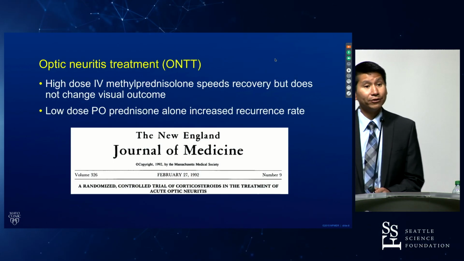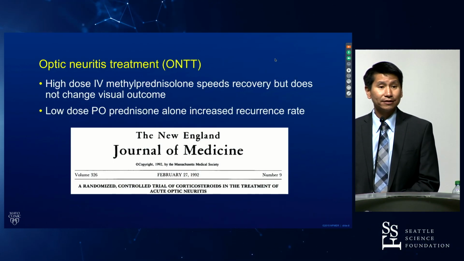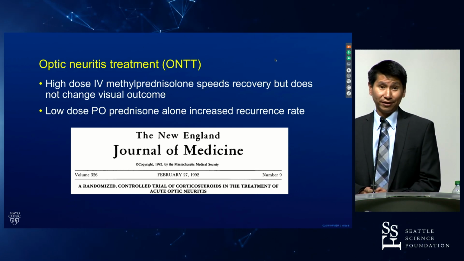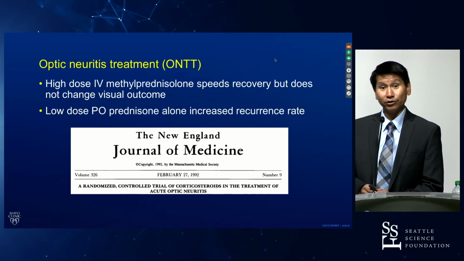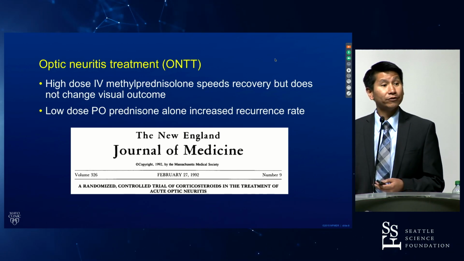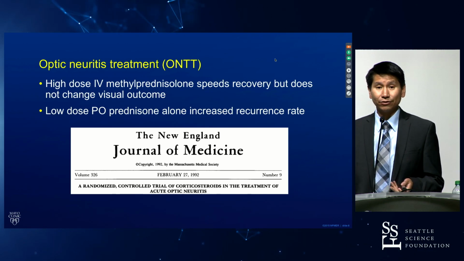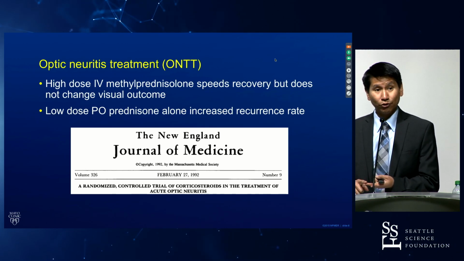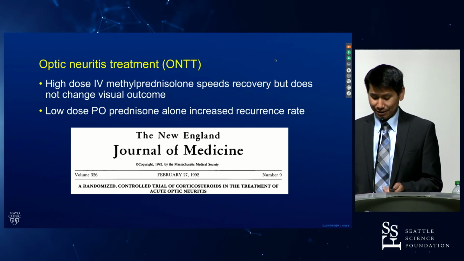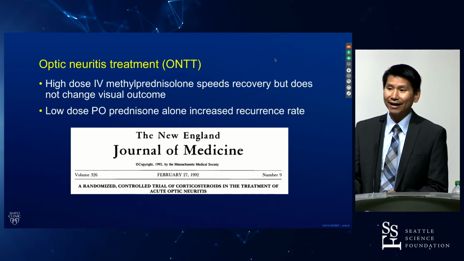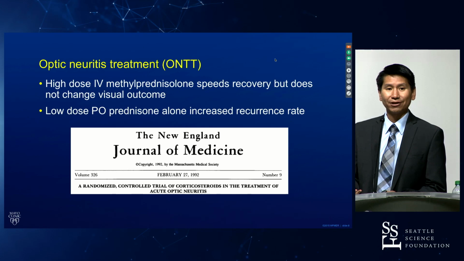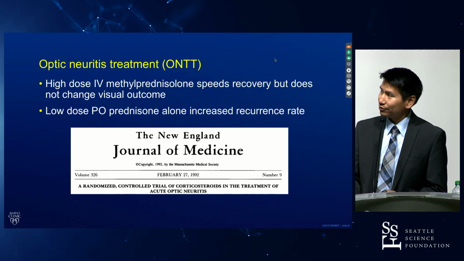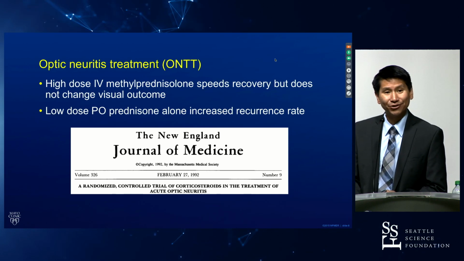Much of what we know about the prognosis, the outcomes, and the treatment came from the landmark Optic Neuritis Treatment Trial, which was completed in 1991, published in 1992 in the New England Journal of Medicine. There they had over 450 patients in a multi-center randomized trial comparing high-dose IV methylprednisolone, low-dose oral prednisone, and placebo, those 3 arms. Ultimately, what they found is that high-dose IV steroids quickens the recovery, but doesn't actually change the ultimate outcome. And surprisingly, they found that low-dose oral prednisone actually potentially increased the recurrence rate.